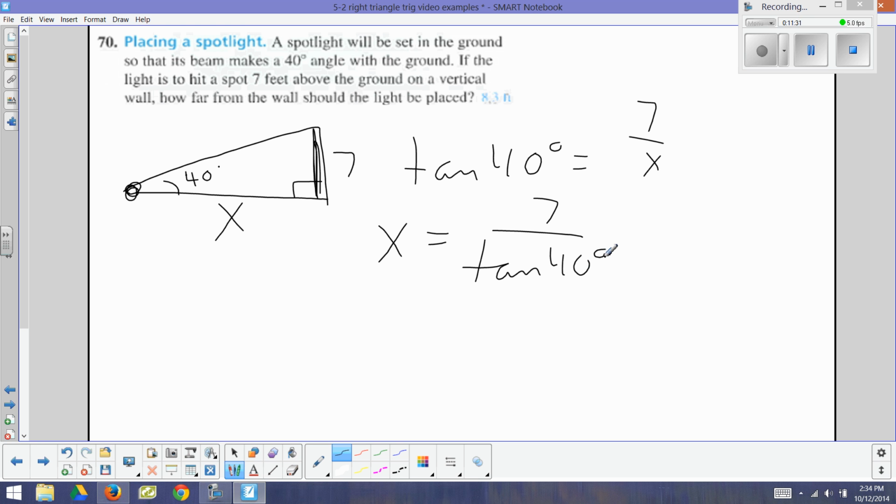So pick up your calculator, and then in your calculator, you would put 7 divided by tangent of 40, and you'll get approximately 8.34, and I'm in feet.